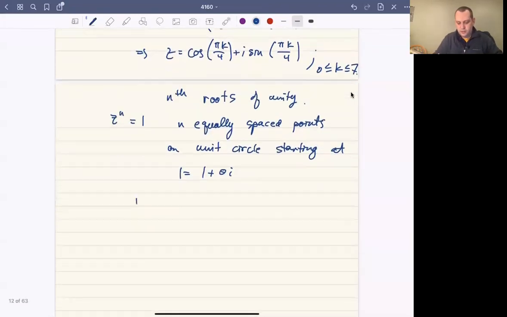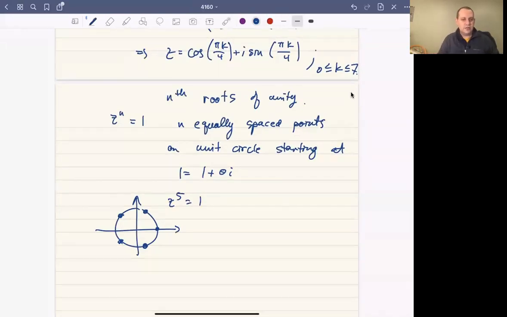If you wanted to talk about the fifth roots of unity, that would be a point somewhere over here, there, there, and there. Those would be your fifth roots of unity, and so on and so forth. Okay, so that's the nth roots of unity, and how de Moivre's formula helps us with that.